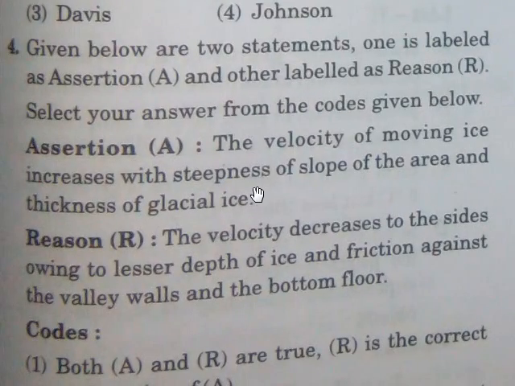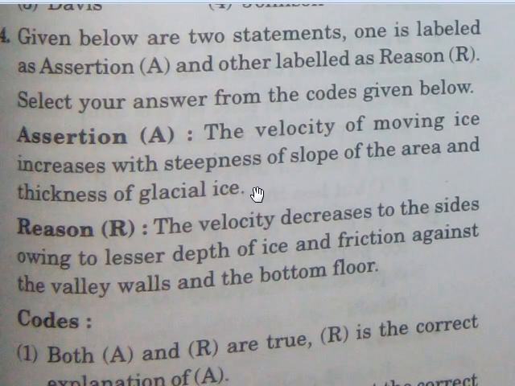Assertion and reason. So first is the velocity of moving ice increases with steepness of slope of the area and thickness of glacial ice. The velocity of moving ice increases with slopes of the area and thickness of glacial ice. So the second is the velocity decreases in the sides owing to lesser depth of ice and friction against the valley wall and the bottom floor. So both are correct and R is not correctly explained.